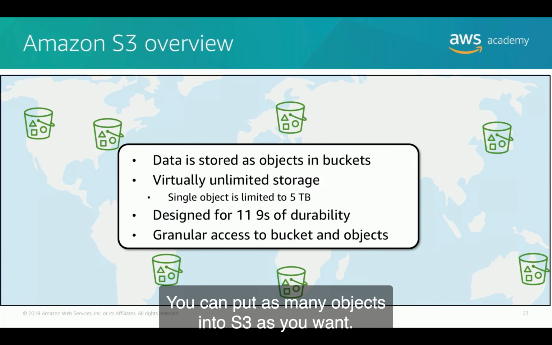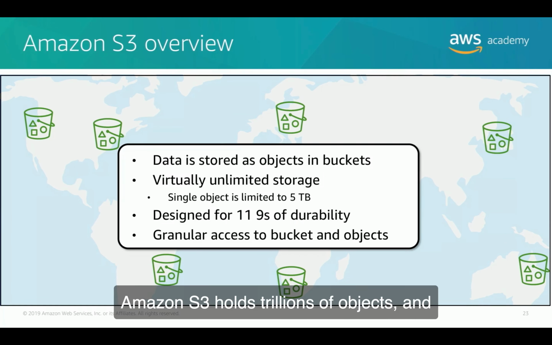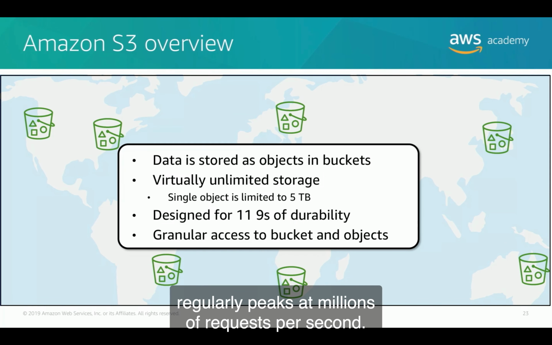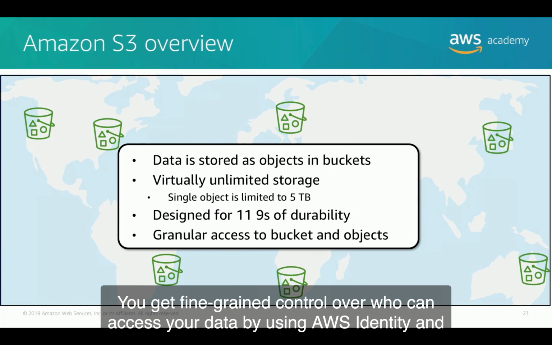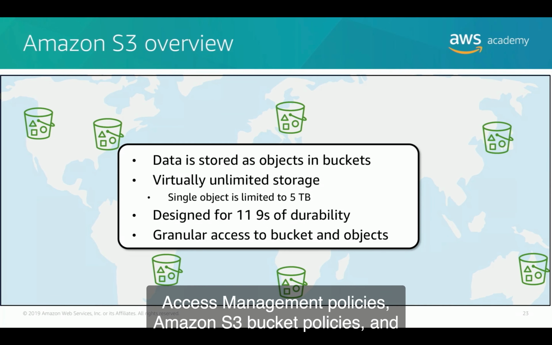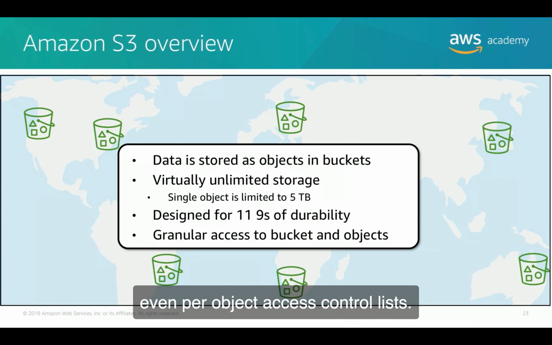You can put as many objects into S3 as you want. Amazon S3 holds trillions of objects and regularly peaks at millions of requests per second. Objects can be almost any data file, such as images, videos, or server logs. You get fine-grained control over who can access your data by using AWS Identity and Access Management policies, Amazon S3 bucket policies, and even per-object access control lists.